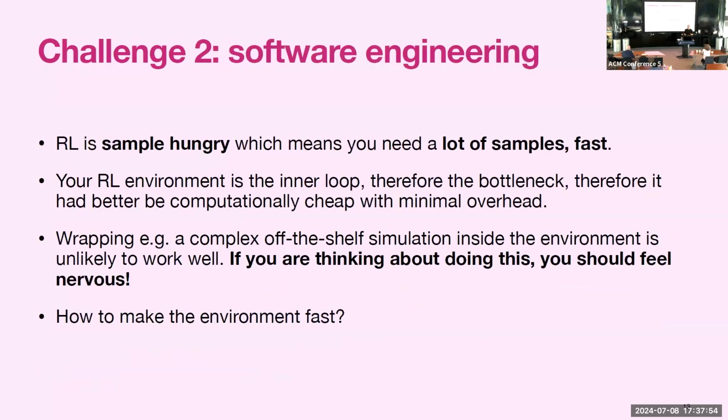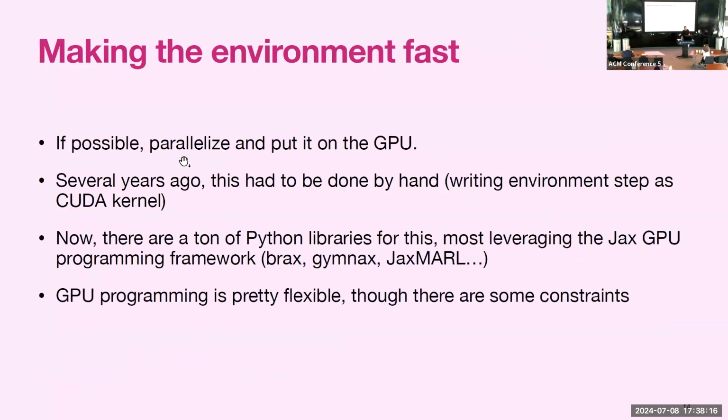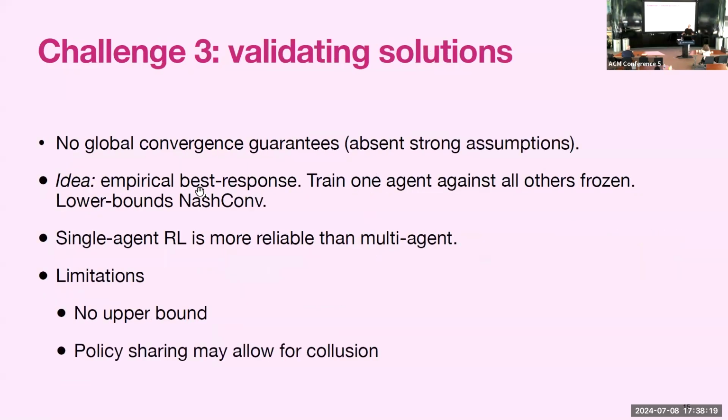Also, if you try to do this, you're going to run into a lot of software engineering challenges because you need your simulator to be extremely fast. In particular, if you're thinking about taking some off-the-shelf simulation that you like that's accurate and wrapping it up with an API and having your RL policies interact with it, that's probably going to be very painful for you. It's not impossible, but if you're doing it, you should feel nervous. And then the last thing is if you want to validate your solution, these RL algorithms don't come with convergence guarantees. And in my view, the best thing, though not completely satisfactory, is to do what people do for game playing and just measure exploitability by training one agent's policy at a time and see how exploitable the equilibrium is, how much they can improve their reward.